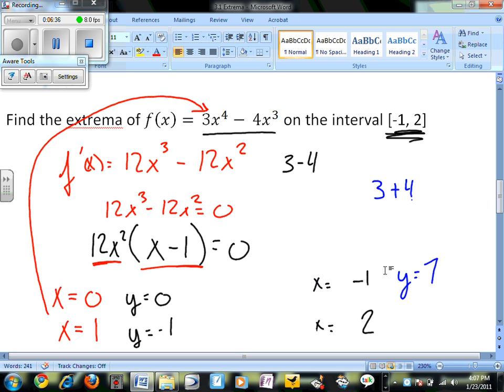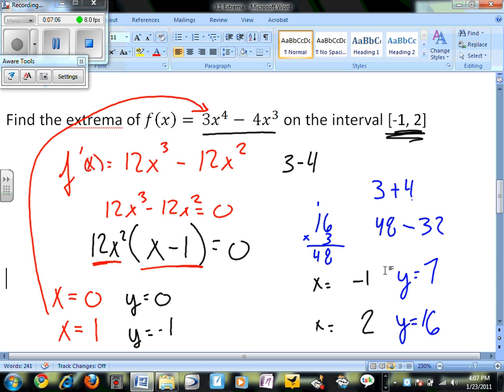And plugging 2 in to the 4th power, let's see here, 2 to the 3rd power is 8, so 2 to the 4th power is 16 times 3. I have, let's see, 48. So we're going to have 48. I could have done that in my head. I'm not sure why I did that the long way. 48 minus, okay, so 2 cubed is 8. 8 times 4 is 32. So my y value is going to be 16.